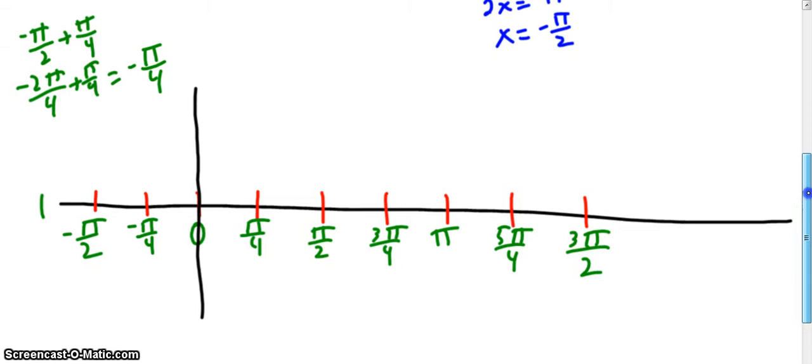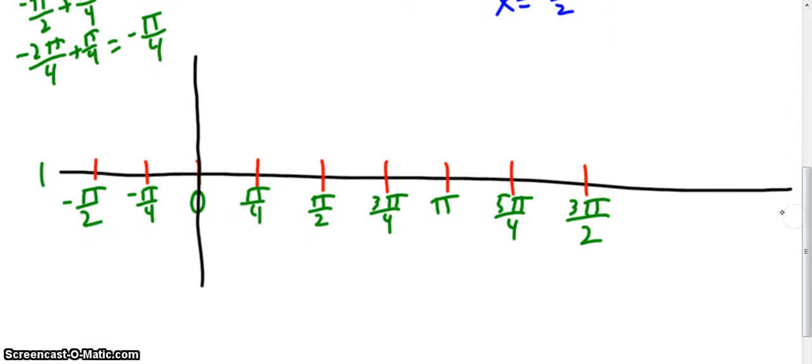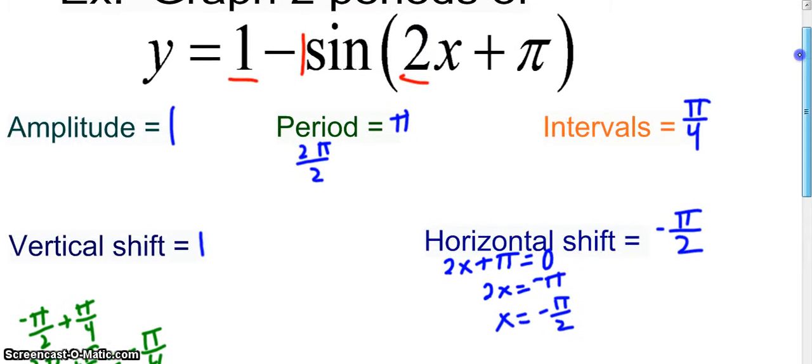What was my amplitude? My amplitude was also 1, so that means that I'm going to go up 1, so this is going to be 2, and this is going to be 0, or this is actually the x-axis down here. Now this was a negative sine curve because of the negative.